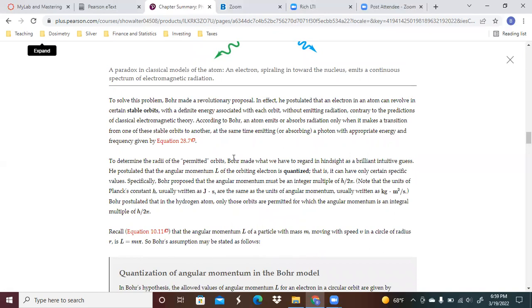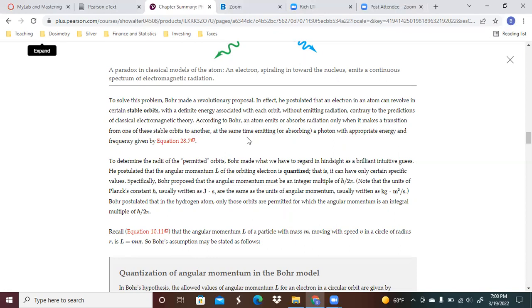So, of course, not wanting to watch classical electromagnetic theory fall apart, we, of course, have to think on the fly and try to figure out why this is not the case. So Bohr postulated that an electron in an atom can revolve in certain stable orbits. In other words, I'm making this stuff up as they go along, with the definite energy associated with each orbit without emitting radiation, contrary to predictions of classical electromagnetic theory.